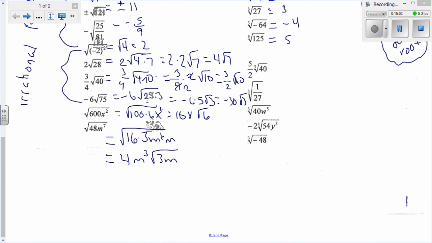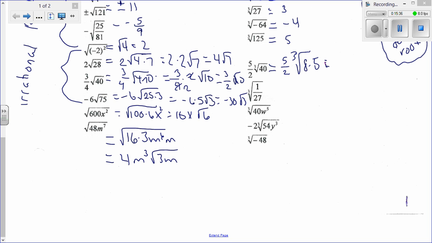Okay. Now, let's look at what we have here. I have 5 halves, cube root of 40. 40 is not one of those numbers that's listed across the top of my paper. Therefore, it's not a perfect cube. So I need to break down 40 just like I broke it down before with a square root, except this time using perfect cubes. So it's going to be 5 halves, cube root. The perfect cube that goes into 40 is 8 times 5.